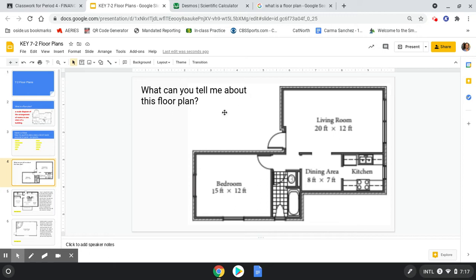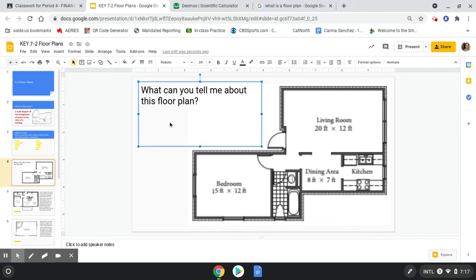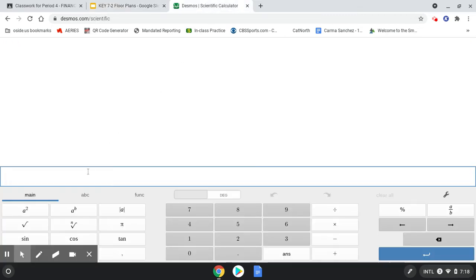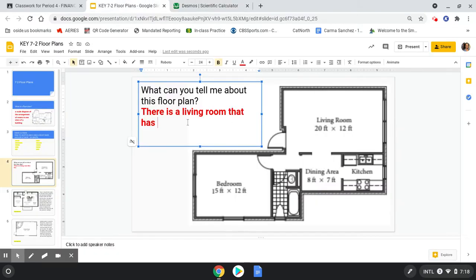All right, next, can you tell me about this floor plan? So checking this out, we can see that there's a living space that's 20 by 12. So I'm going to go up into my Desmos real quick and do 20 times 12. And that's 240 square feet. So how did I do that? I did the length times the width.